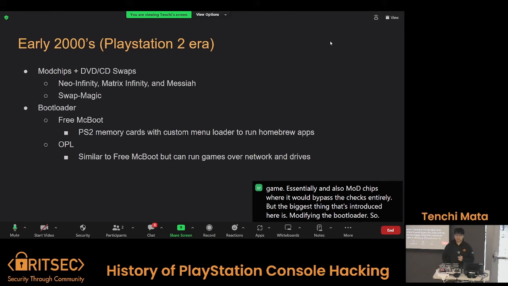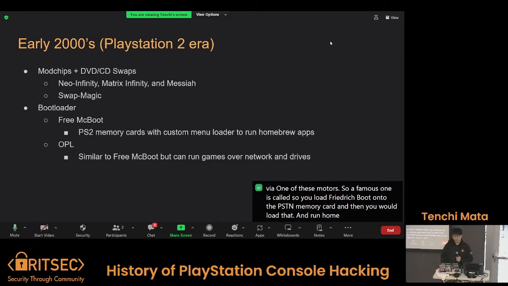Does anybody remember the PS2 extended memory cartridges, like the 8 megs? Yeah, the little save state files that you have for your games. Basically, what you could do is overwrite that cartridge to be one of these loaders. A famous one was called Free McBoot. So you load Free McBoot onto the PS2 memory card, and then you would load that and run homebrew apps.